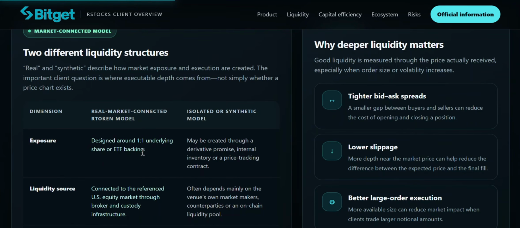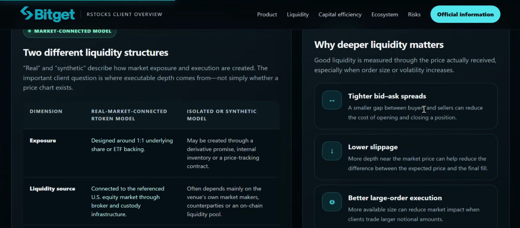So the liquidity is the best thing because the exposure is designed one to one against the underlying share ETF. A normal synthetic model may be created through a derivatives promise, internal inventory, or a price tracking contract. So you don't want to be there. And also they have tighter bid ask spreads. So there's a smaller gap between the buyers and sellers, which can reduce the cost of opening and closing a position.